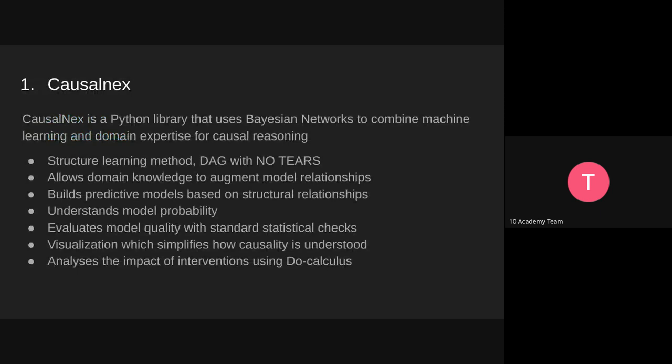What is great about CausalNets is that we can do the two things we want to do. First, create a causal graph, and then be able to do interventions on it, or answer causal inference questions. So CausalNets is a Python library that uses structural causal models with Python networks. I'm not sure about the pronunciation.